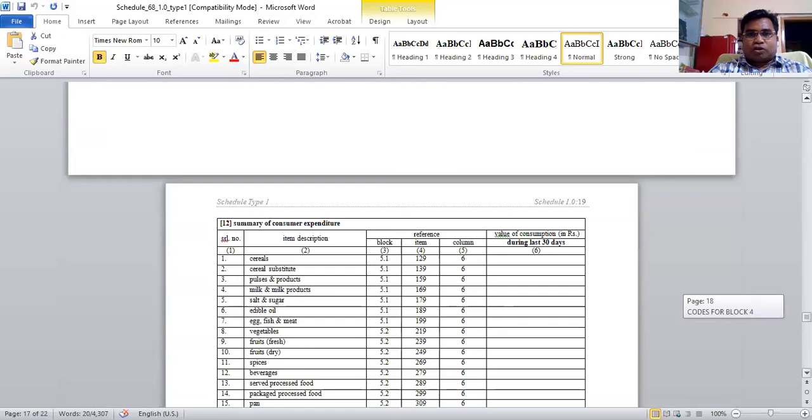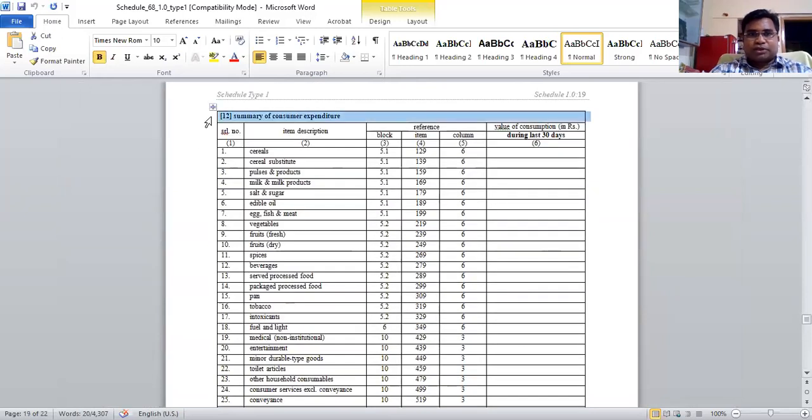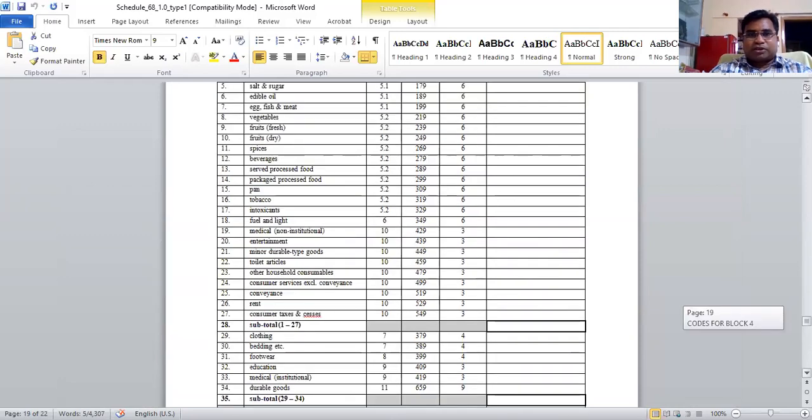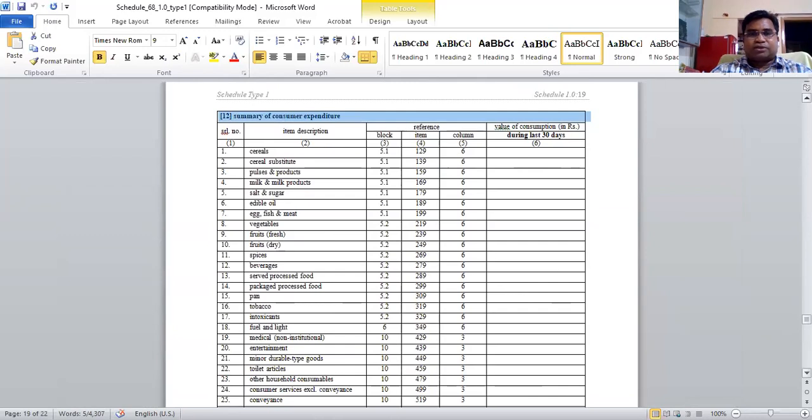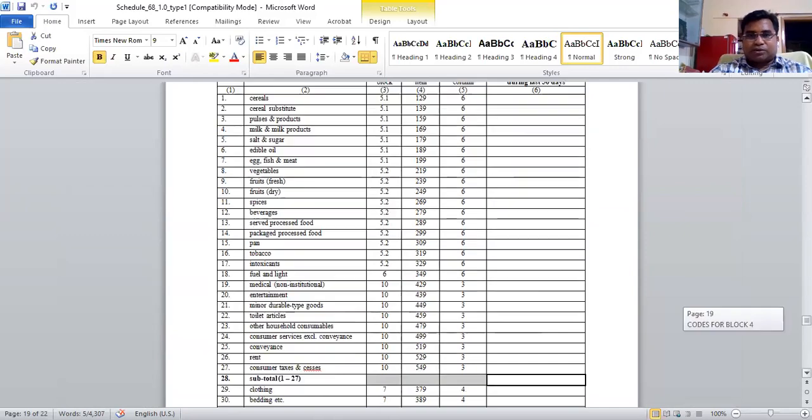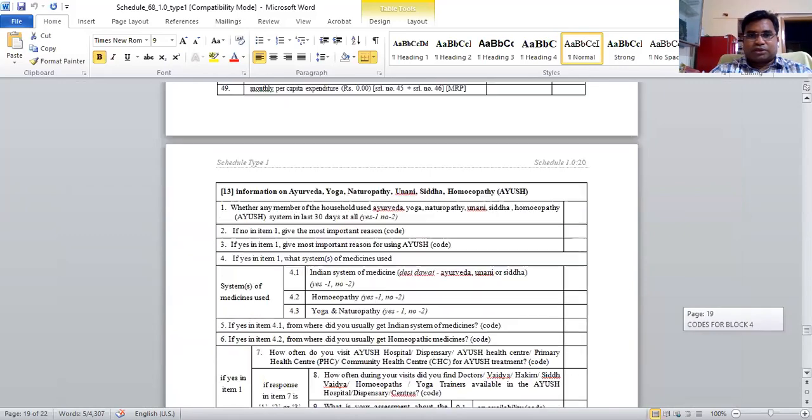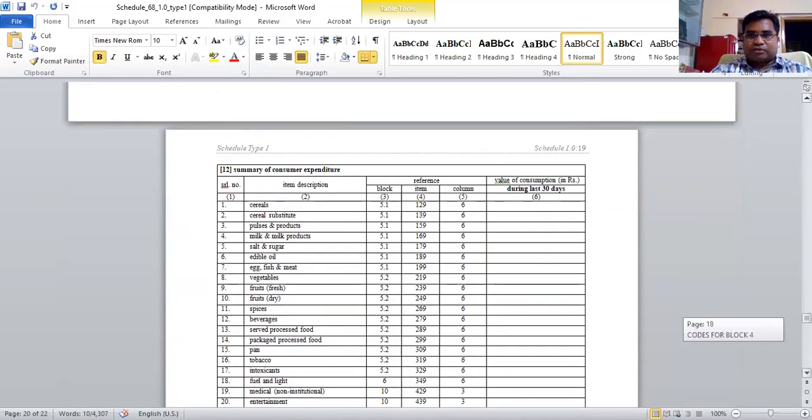Block 12 is the summary of consumer expenditure. So block 12 data records the summary of all cereals you consumed, all pulses you consumed, all milk products you consumed. It basically summarizes the whole blocks you have seen in the previous case. This questionnaire ends at block 13, though block 13 is not useful for us. The data you have goes till the 12th block. So all those 11 data sets contain information up to the 12th block.